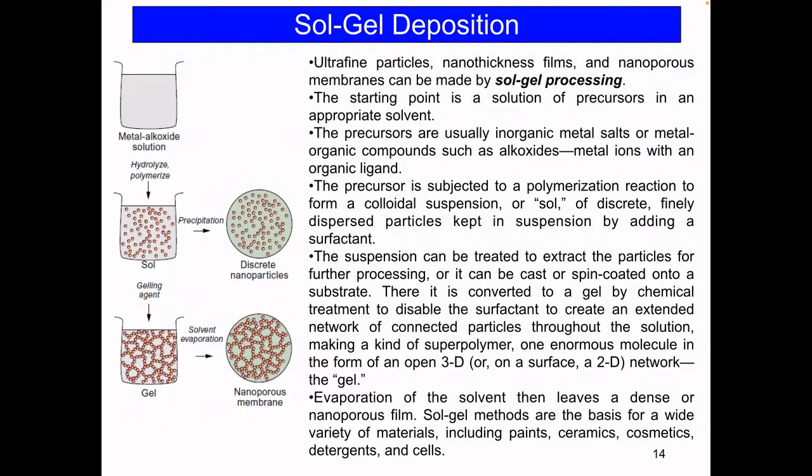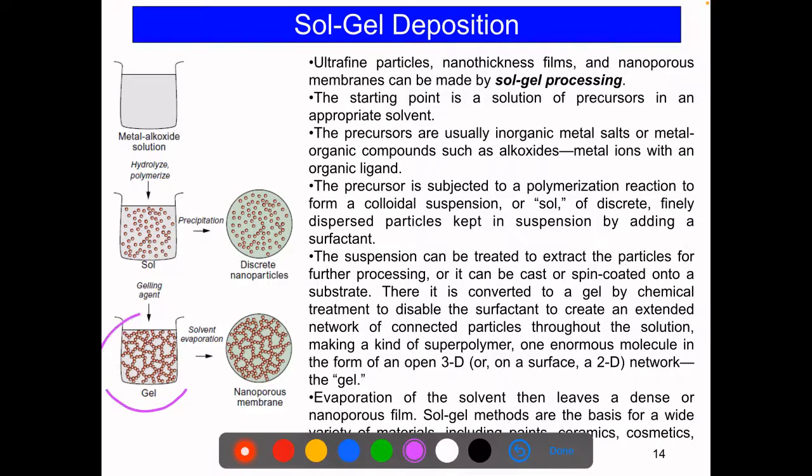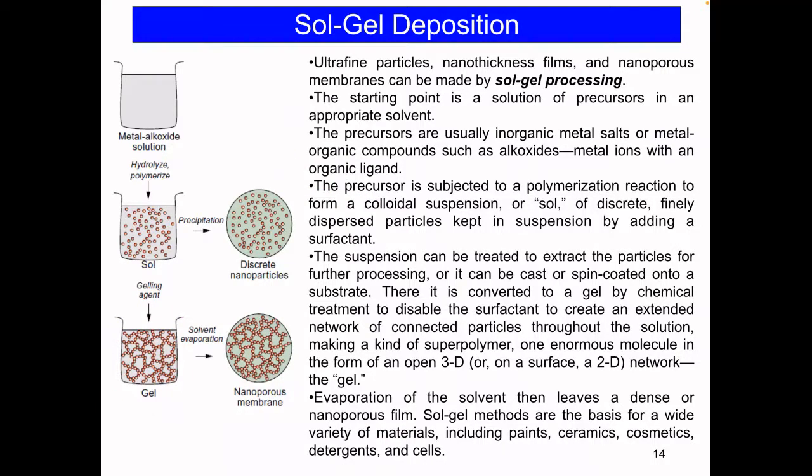Okay. Another approach for liquid phase synthesis is called sol gel deposition. And in sol gel deposition, the basic idea is, again, totally different. You have to form a network where the silanol groups are formed to form siloxane bridges. And in that way, you, for example, make aerogels and so on. Okay, so let's have a look at what's going on in the sol gel process. Ultrafine particles, films. Okay, so you can make nanothickness films, nanoporous membranes. You can make them all by sol gel processing.